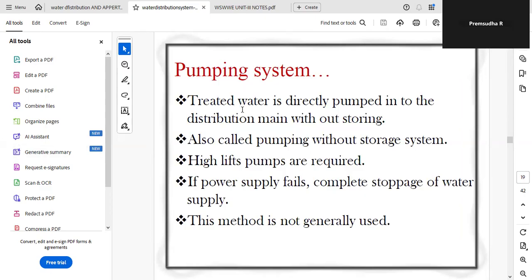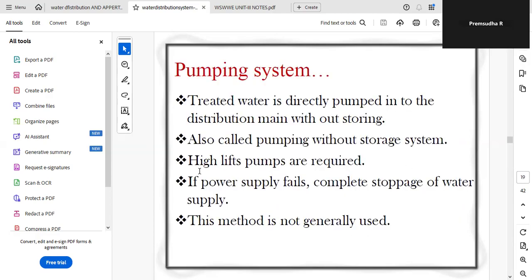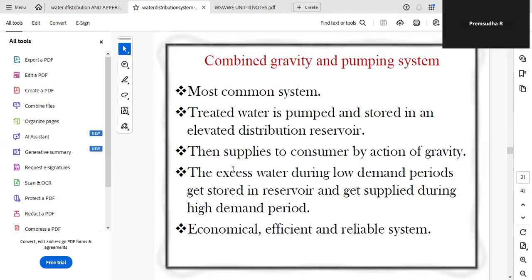Pumping system: treated water is directly pumped to the distribution main without storing. So it is also called pumping without storage system. It directly supplies. High lift pumps are required. If power supply fails, there is a complete stoppage of water. So this method is not generally used.